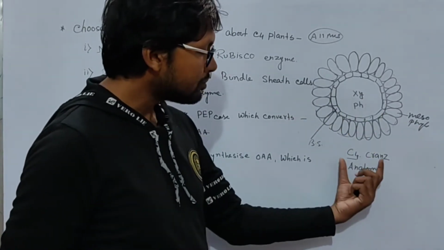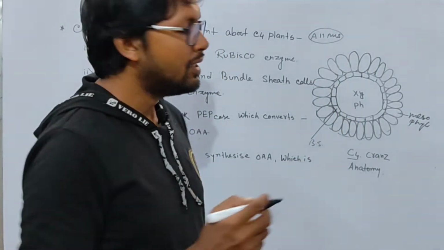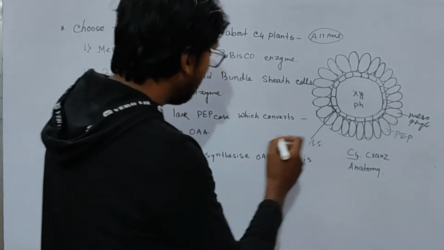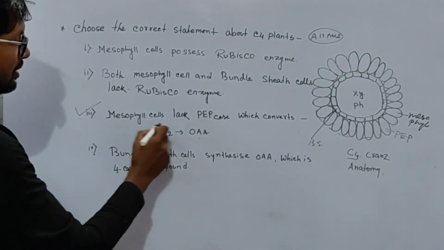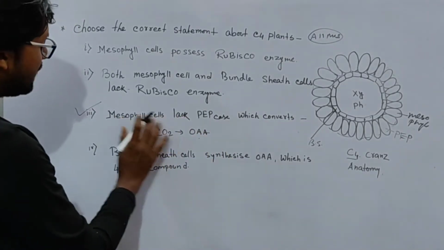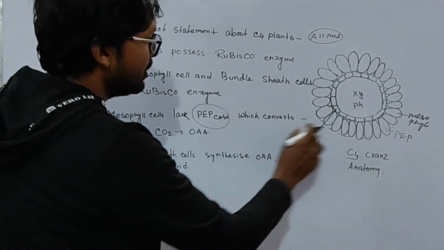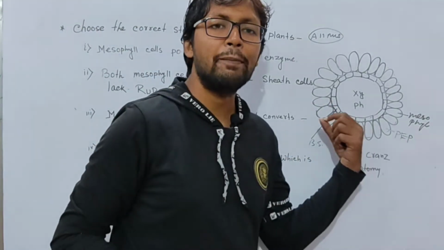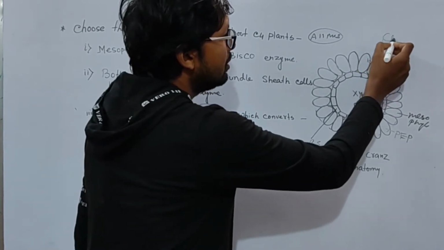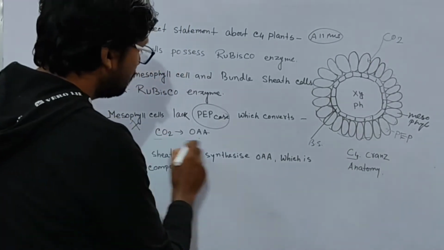Now, what happened in bundle cells and mesophyll cells? The mesophyll cells contain only the phosphoenol pyruvate carboxylase (PEPcase) enzyme. So the statement that mesophyll cells lack PEPcase, which converts carbon dioxide, is not right. These mesophyll cells possess PEPcase enzyme so that they get the carbon dioxide and convert it to oxaloacetate.